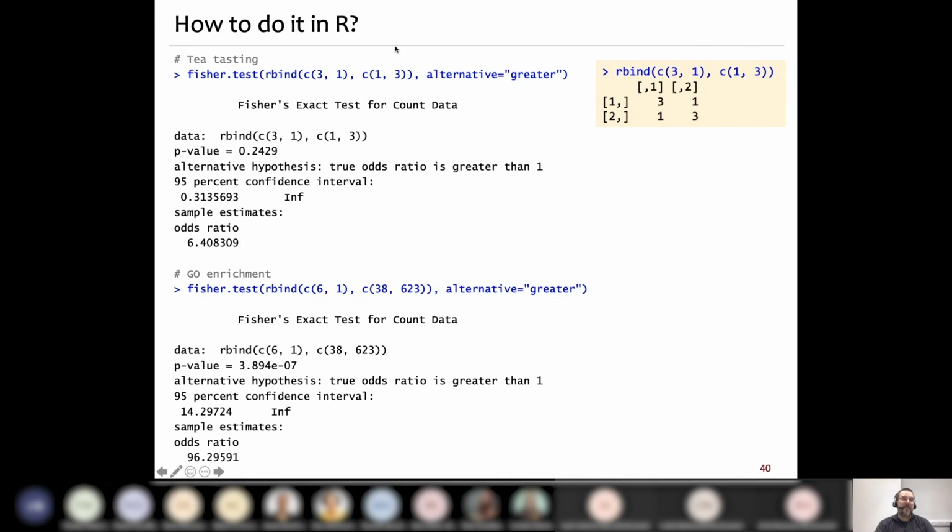So this is an example of testing with fisher.test. You specify what the alternative is, whether it's a one-sided test, greater or less, or a two-sided test. And when you do this, it gives you lots of information, including a p-value of 0.24. And this is the example of our GO enrichment. This is the contingency table for the GO enrichment, and the result is here. The p-value is very small.